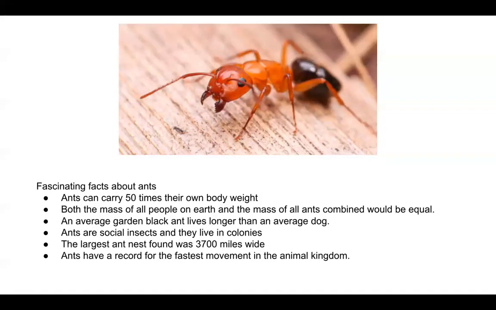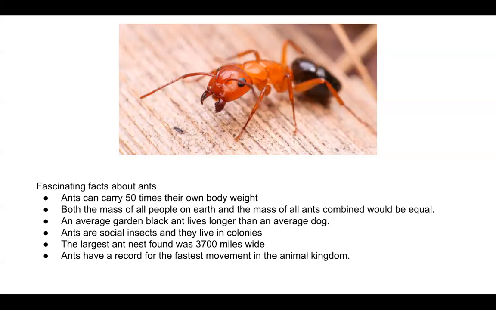Here are some fascinating facts about ants that we might not know. For example, ants can carry 50 times their own body weight, or both the mass of all people on Earth and the mass of all ants combined would be equal. Another interesting thing is that ants are social insects and they live in colonies. An average ant, the garden black ant that we see every day, lives longer than an average dog does. They tend to live in nests, and the largest nest that was found was 3,700 miles wide.